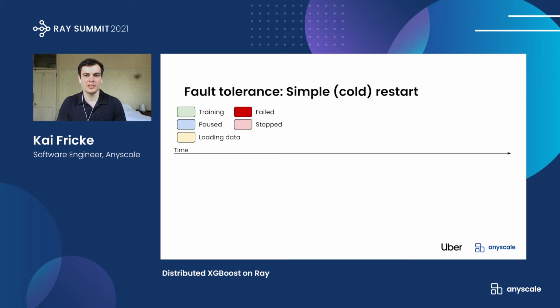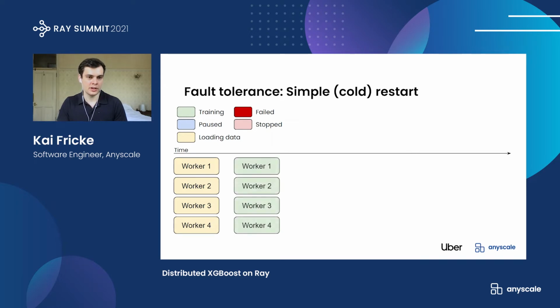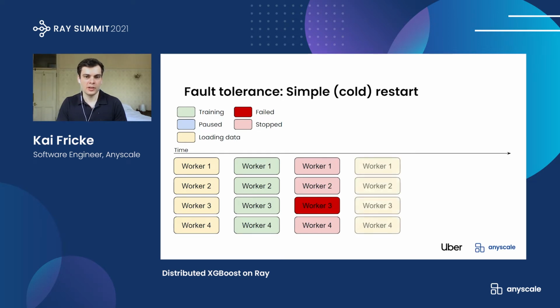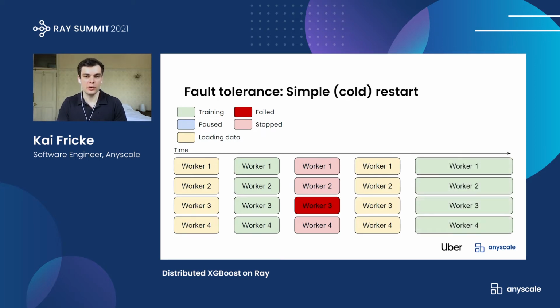Let's start with the base case, the simple cold restart. First, all workers load their data, and then they begin training. At some point, one of the workers dies. All remaining actors are then stopped as well. We restart the full training job from the latest checkpoint, all actors reload their data, and then all actors begin training again. And it takes some time until it is finished.